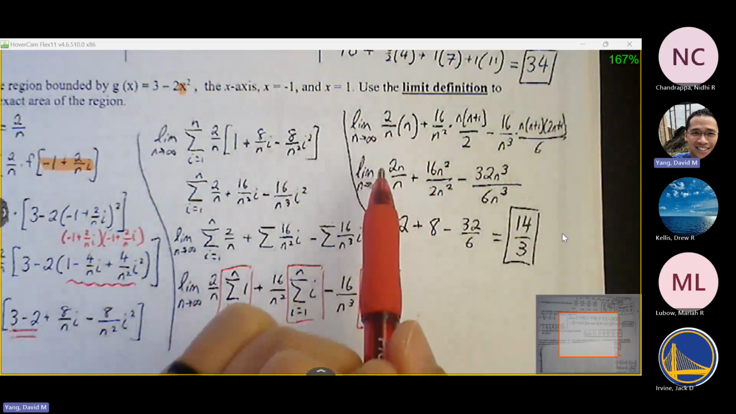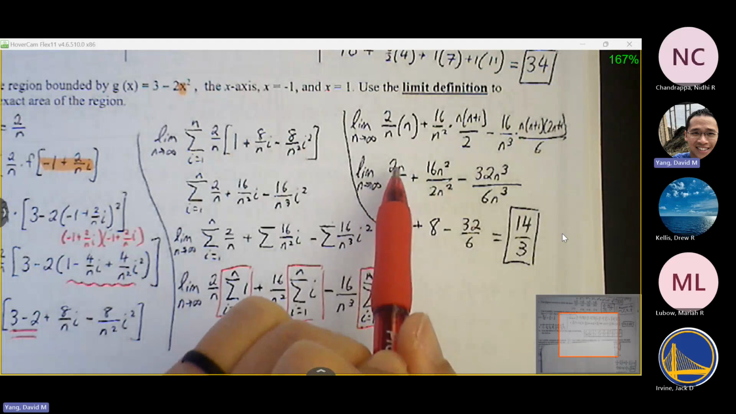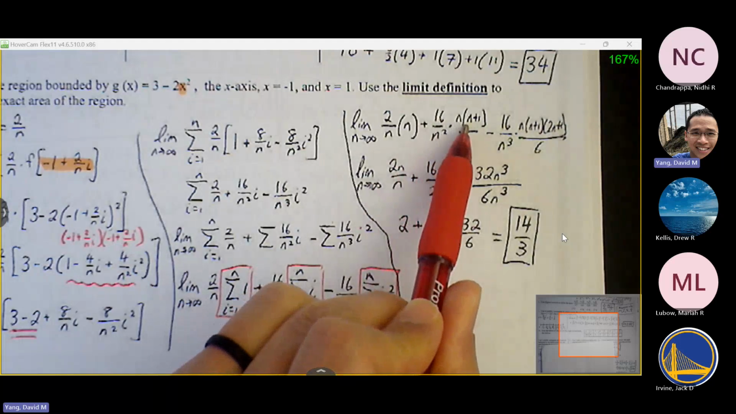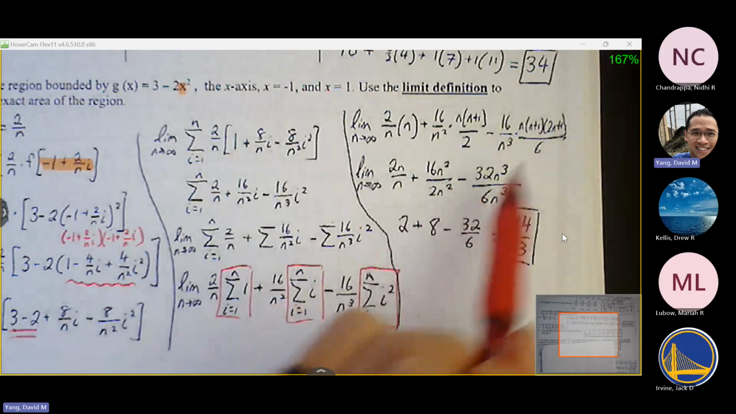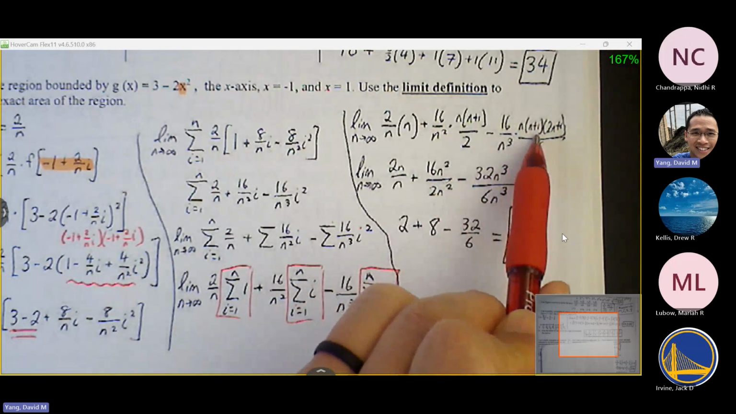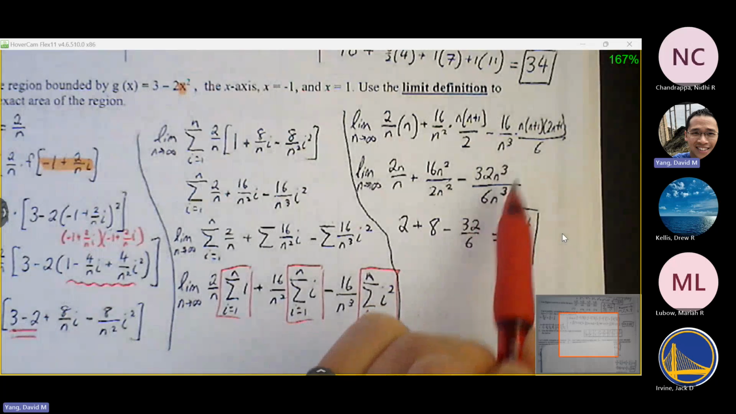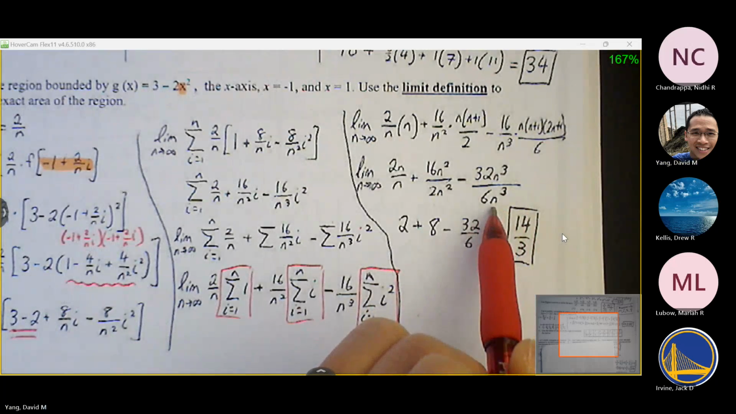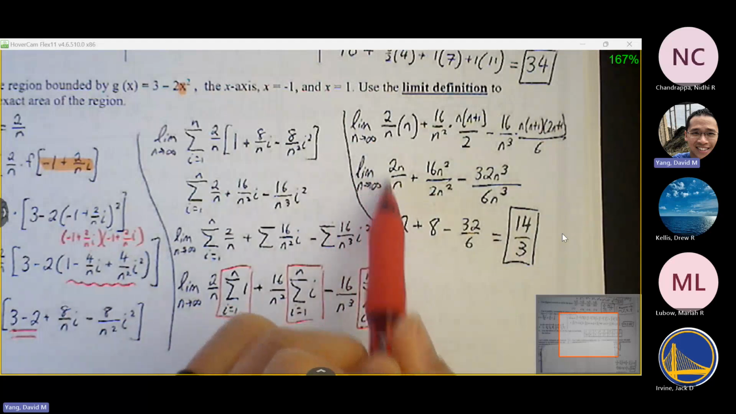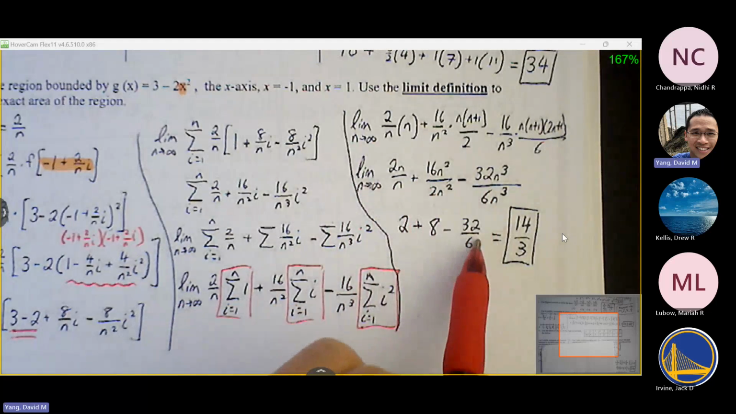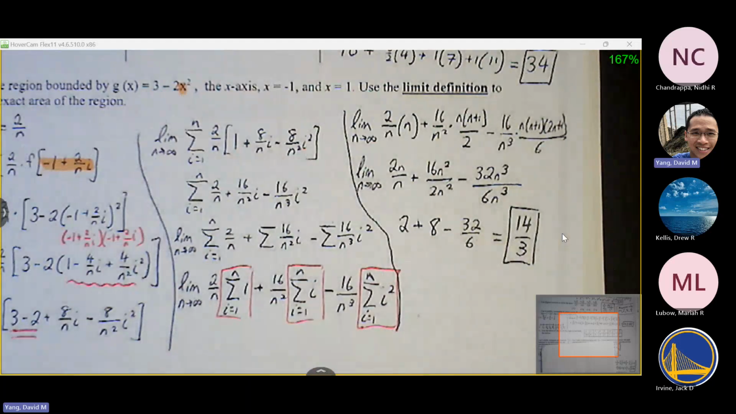Within each fraction, you're just trying to find the term with the highest degree. This one, 16n squared, is the highest term over 2n squared. And here, 16 times n times n times 2n is negative 32n cubed. And then just pull the fractions here, 2 over 1, 16 over 2, 32 over 6, and then add those terms together to get your area.